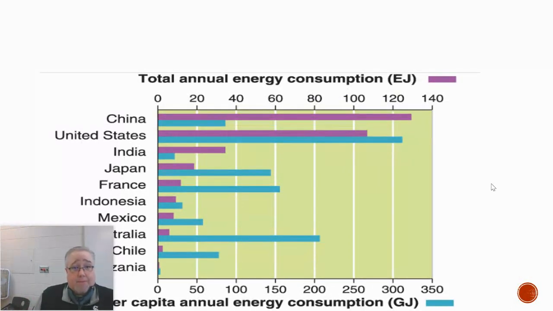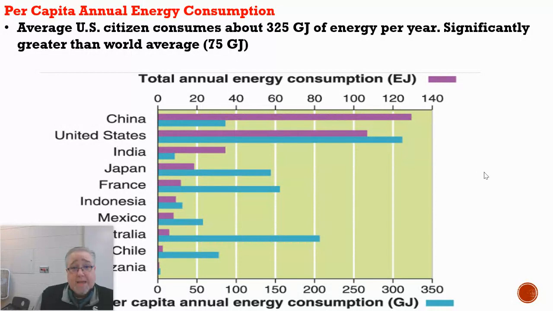Now, the other bar here, the blue bar, is per capita. And that's per person. Now, this is given in gigajoules. It's a smaller unit because we're going from an entire country to the individuals that live in that country. So if you look at the blue bar, the average US citizen, so you, use about 325 gigajoules of energy each year. Remember, a gigajoule is about the amount of energy in 8 gallons of gas. So you use about 325 of those gigajoules every single year.